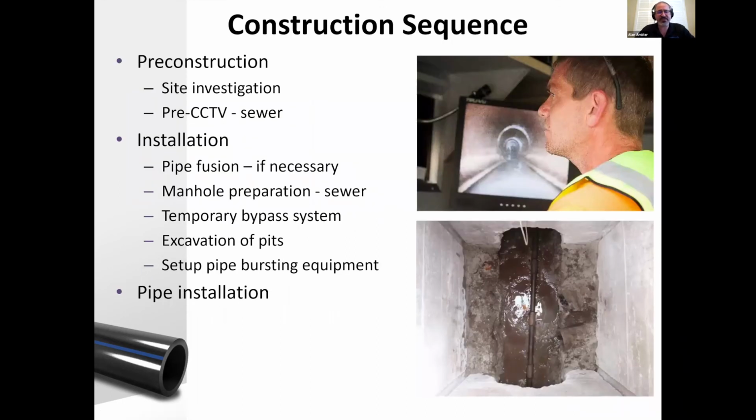With a construction sequence for gravity sewer, we're looking at closed circuit television inspection. For gravity sewer, it's much more common to do CCTV inspection than it is for pressurized pipeline. It's just that accessibility is a pretty big issue with the two, with decommissioning pressurized pipelines. Through that, pipe fusion happens in advance, as we saw. Then manhole preparation. If repairs need to be made to the manhole to strengthen it to withstand the forces from the pneumatic pipe bursting operation, then you make sure to do that.